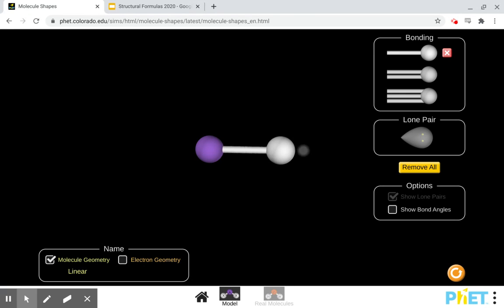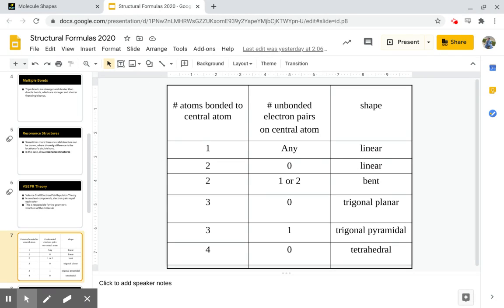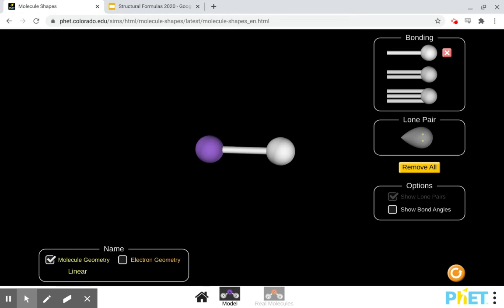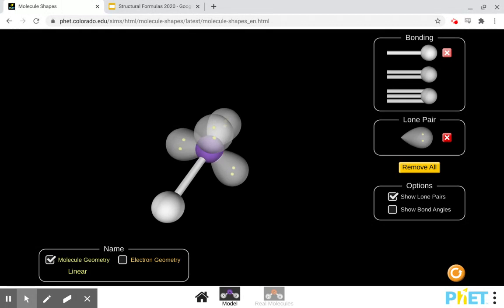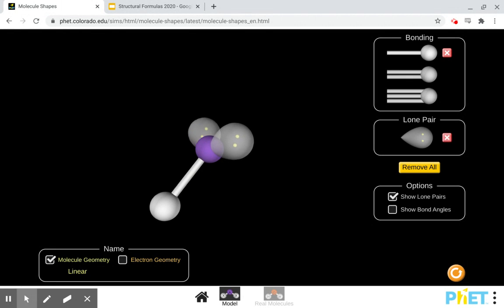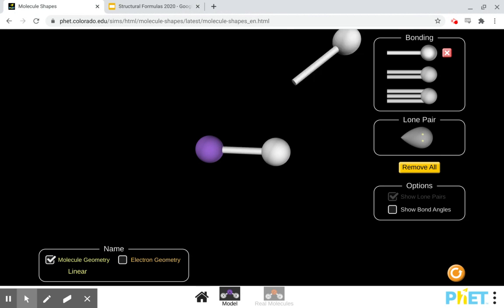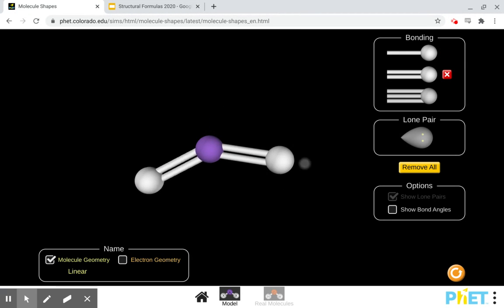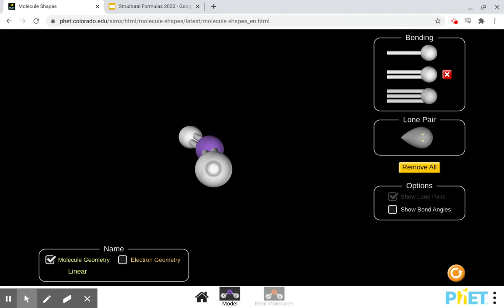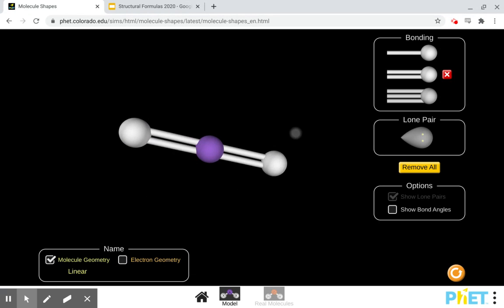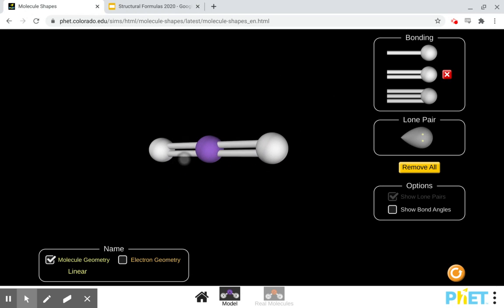So if we just attach one thing to the atom in the middle, that's linear, which is what this is trying to show us. One atom bonded to the central atom, it's linear. It doesn't matter how many lone pairs of electrons are on that atom in the middle. Well, we say the middle, but there's only 2 things. It's linear. If we have 2 things attached to the atom in the middle, it's also linear. For instance, the carbon dioxide molecule, which looks like this, it's linear. So hopefully you can kind of visualize this.